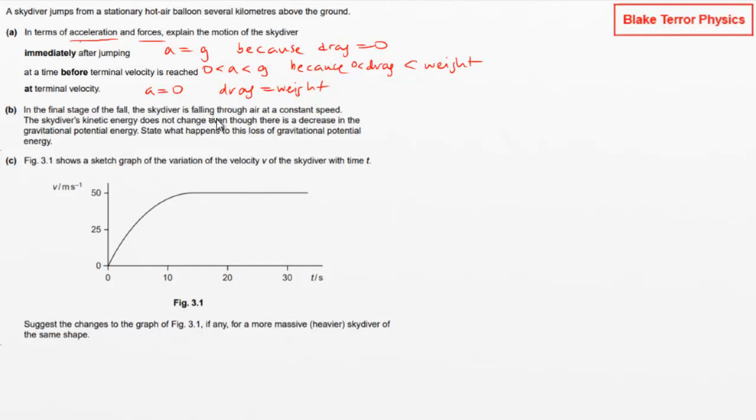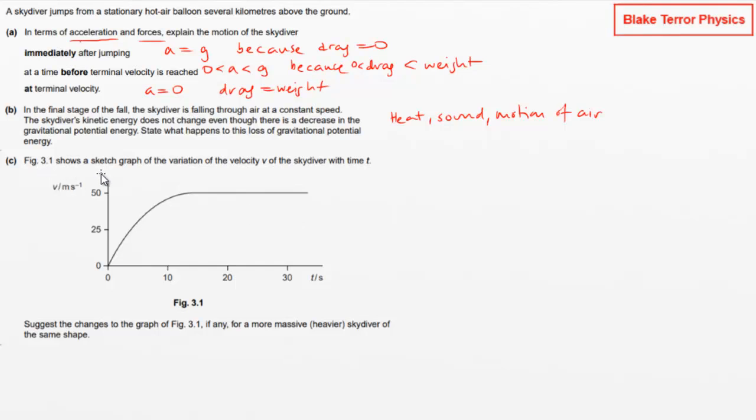In the final stage of the fall, the skydiver is falling through the air at constant speed. The skydiver's kinetic energy does not change, even though there's a decrease in the gravitational potential energy. State what happens to this loss of gravitational potential energy. Right, so it's going into heat, sound, all the usual things that we have for losses. So yeah, heat, sound, motion of air that the skydiver is moving through. So all of that is going into the air in some fashion.